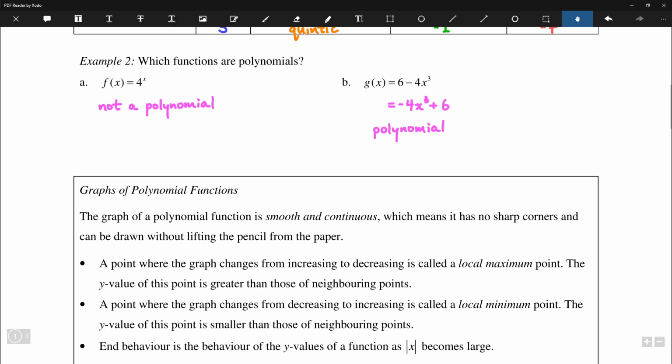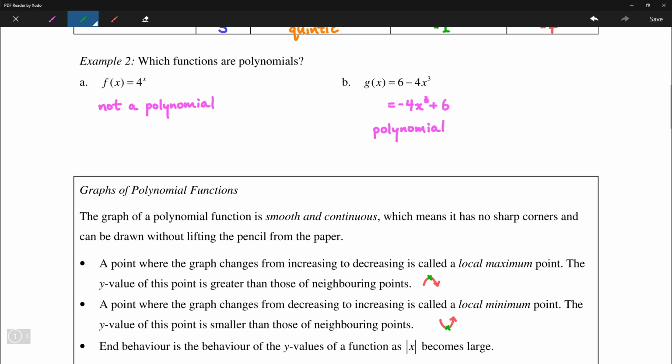A point where the graph goes from increasing to decreasing is called a local maximum. So if the graph, moving from left to right, does something like this, that is a local maximum. Likewise, if it goes from decreasing to increasing, then this point here and this point here are local maximum and local minimum respectively.